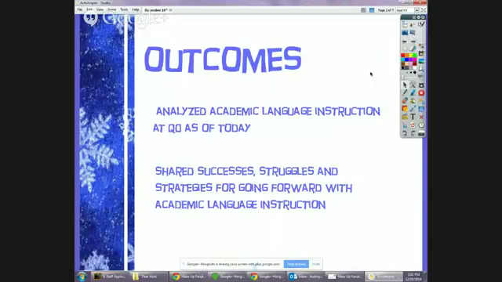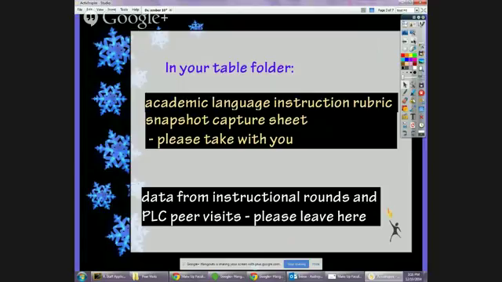But the outcome of this meeting is really to analyze academic language instruction at QO as of today, and to share our successes and struggles and strategies for going forward with academic language instruction. So the very first thing that you should look at is the academic language instruction rubric, which is attached here on Google Classroom. This is a document that ILT came up with during the summer.